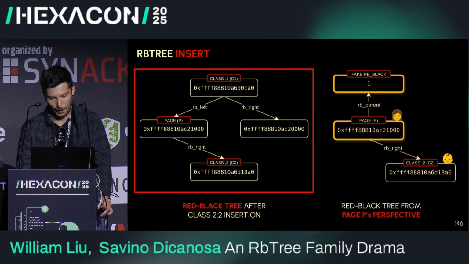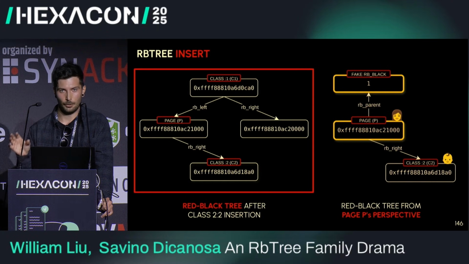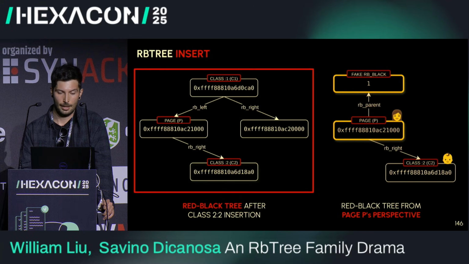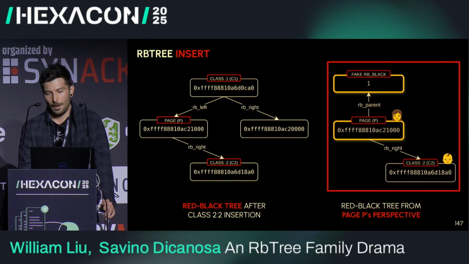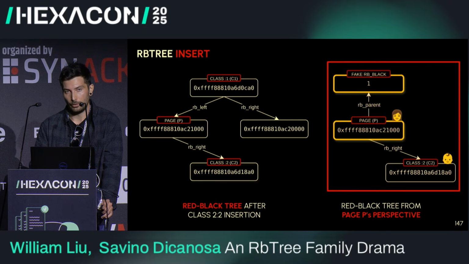OK, this is a bit the tricky part. You know that things change based on the perspective of the observer, right? What we have on the left is the tree if we look at the tree from the class 1 perspective. Class 1 is the root node. As you can see, we have page P as the left child, and then we have page P's right child, class 2. We just inserted this node. But if you look at the tree from page P's perspective, the tree is different. Because remember, RB link node never modified page P's parent. It's still set to 1.